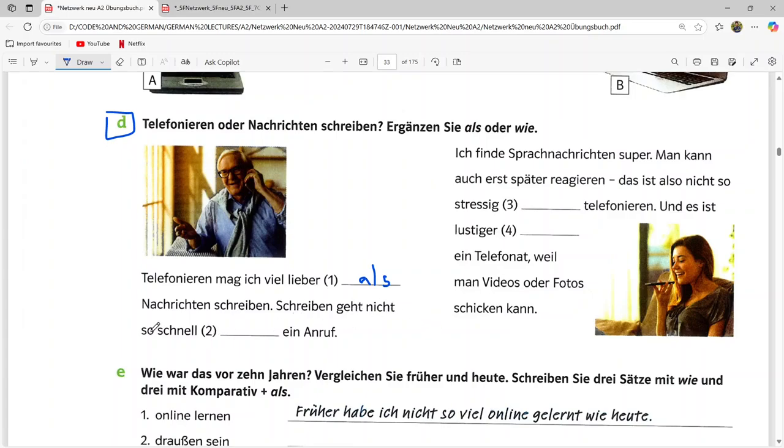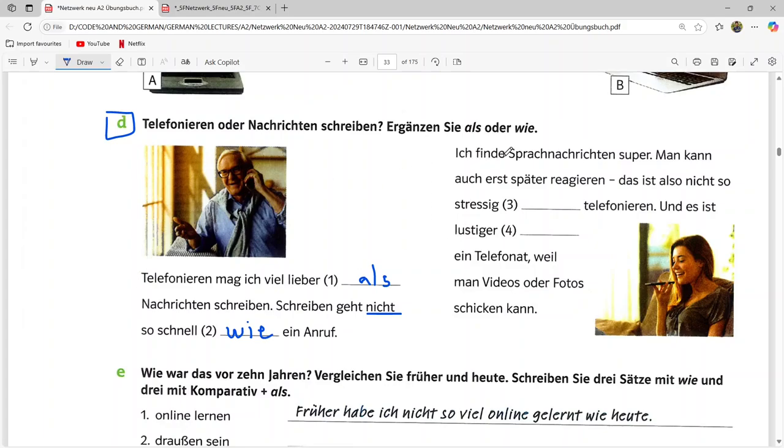Schreiben geht nicht so schnell. Okay, we have to use wie here. He's making a comparison and one is not greater than another, but he is using nicht. So we have to use wie here. So schreiben geht nicht so schnell wie ein Anruf. So writing is not that fast as the phone call. Okay, so this one is done.